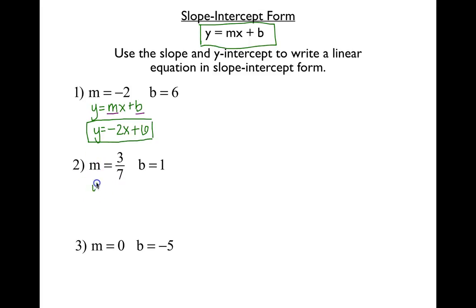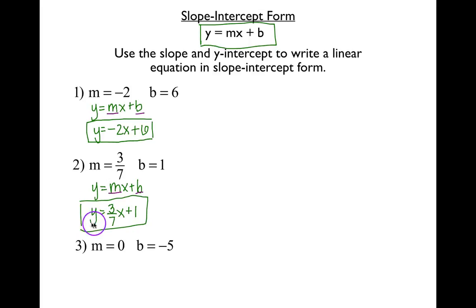Moving on to number 2. Same idea. Y equals mx plus b. That's slope-intercept form. All I'm going to be doing is replacing m and b. So here I'm going to get y equals, what's m? It's 3/7, so I'm going to replace that with 3/7. X, then I'm going to add b, which is a positive 1. So since it's positive, I'm going to put plus 1. Look how easy this is.